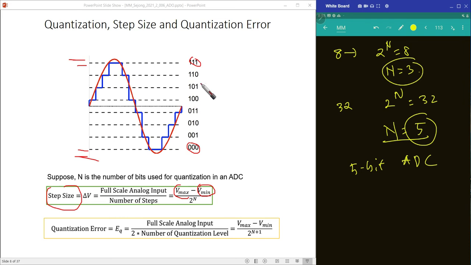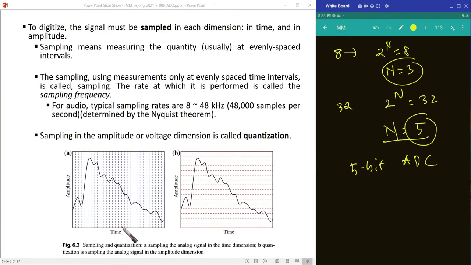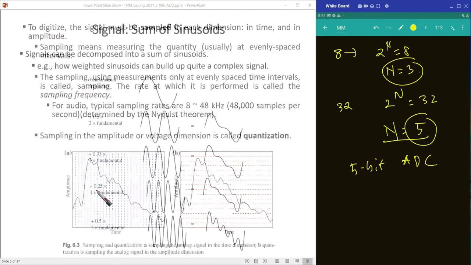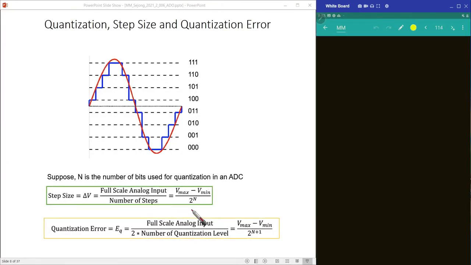So that means for each sample, what is this quantized value? To represent this quantized value, we need 5 bits for each sample. So that is what it means, okay? I explained these things. So this is the formula that we get: step size equals Vmax minus Vmin divided by the number of steps.